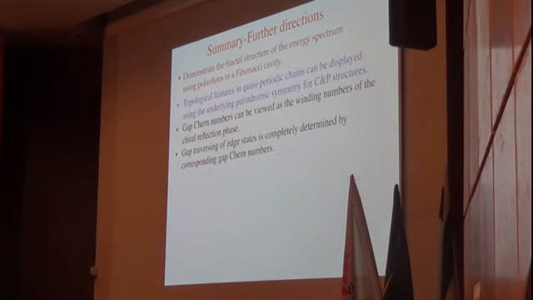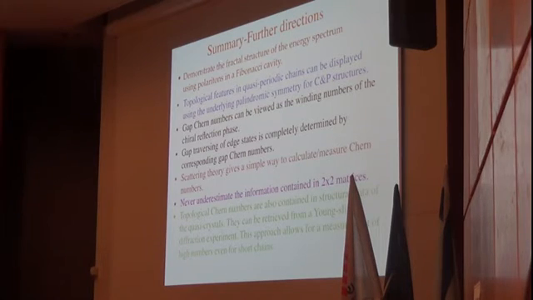So let me just summarize all what I said. We demonstrated the fractal structure of the energy spectrum of a Fibonacci cavity using polaritons. We saw that topological features in quasi-periodic chains can be displayed using this palindromic symmetry. We can measure gap Chern numbers as winding numbers of the chiral phase. The gap traversing of edge states is completely determined by the corresponding Chern numbers. And you can do it just using scattering theory. You can also determine Chern numbers from just the structural data of the Fibonacci chain. And the idea is that you should never underestimate information contained in 2 by 2 matrices.